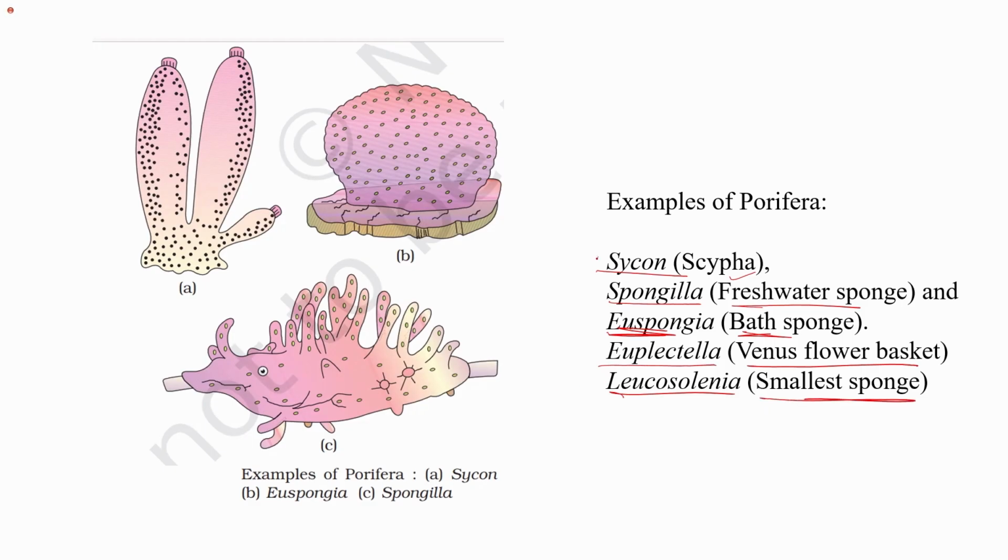Also, we remember that Sycon and Leucosolenia are the ones that have radial symmetry, right? So, Sycon and Leucosolenia are examples of poriferans. Spongilla, Euspongia, and Euplectella. You need to remember their common names as well. And with this, we end up with the phylum Porifera, and in the next class, we will take up the phylum Coelenterata or Cnidarians.